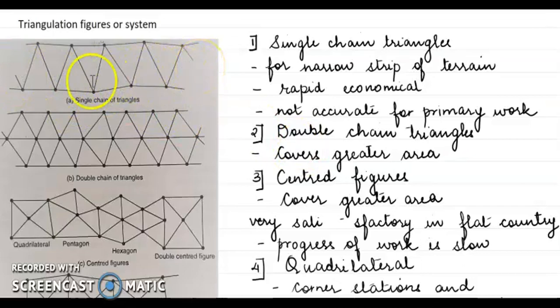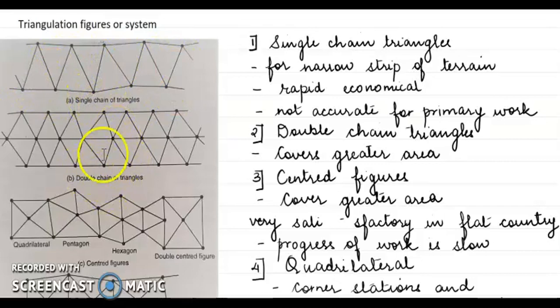Okay, so this is okay if it's a narrow strip of terrain. So it's in a route survey. If it is a route survey, then this is fine. Okay, this will not be very accurate, so you cannot have primary work done with this kind of figure or this kind of system of stations, right?